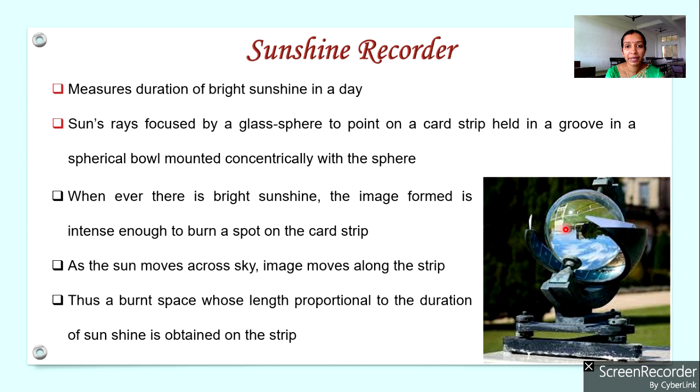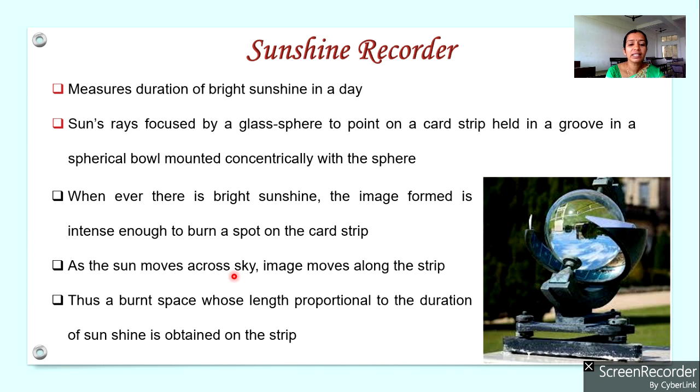So this is a glass sphere. The radiation falling on it, this sphere will focus entirely onto a particular point on the card below it. So the intensity of that solar radiation which is focused onto this card strip will be very high, so that it burns that particular point on the card. That point onto which this entire radiation is focused will be burned due to the intensity of that radiation.